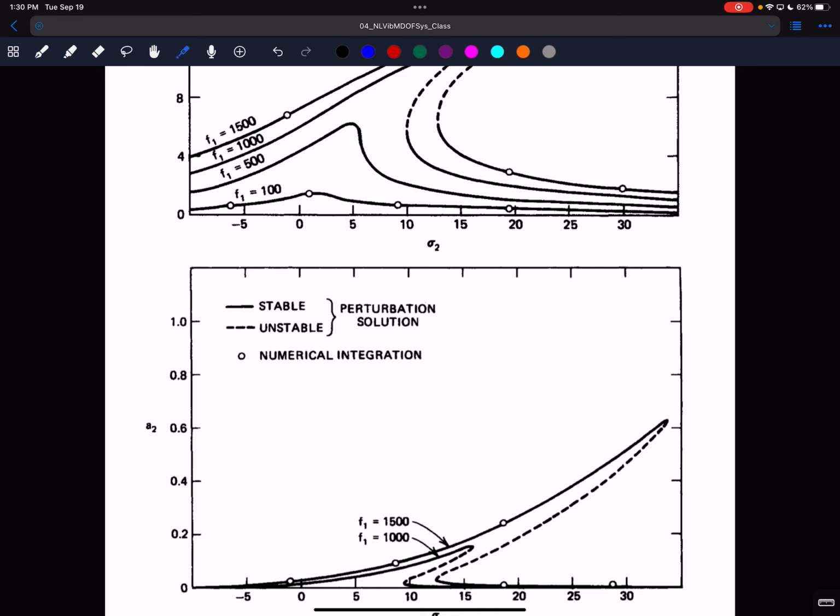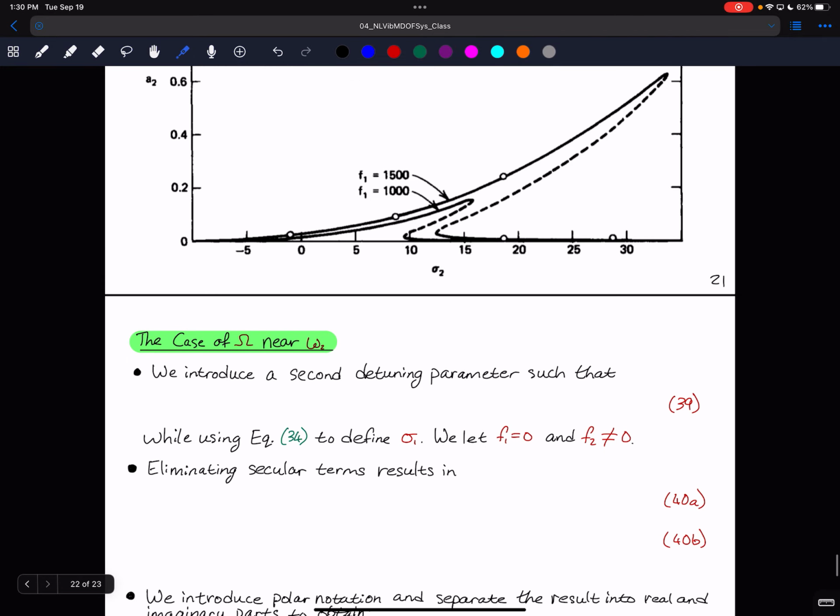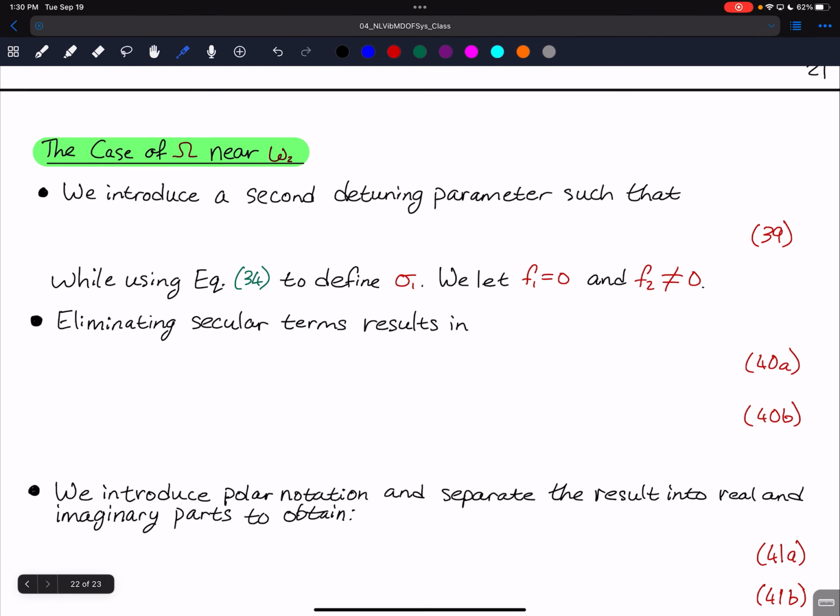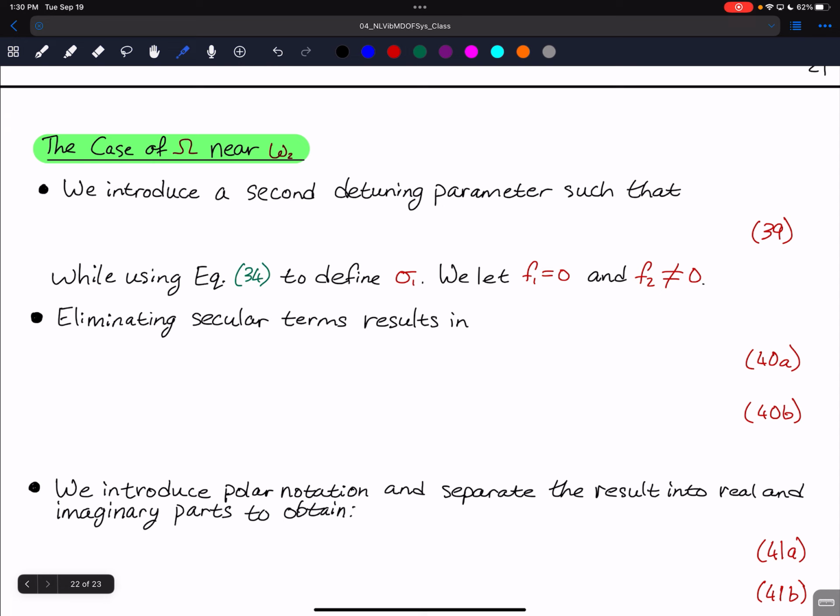That being said, we're now going to take a look at what happens when we force near omega 2 instead. So in this case, we're directly forcing the second mode, and we're going to do the same type of analysis, and then we'll take a look at the results that Nayfeh and his collaborators came up with. So first, we're going to say here that sigma, or capital omega, is equal to omega 2 plus epsilon squared times sigma 2.